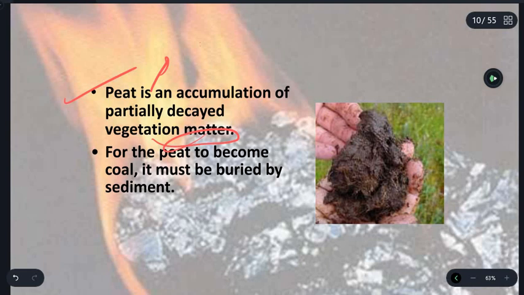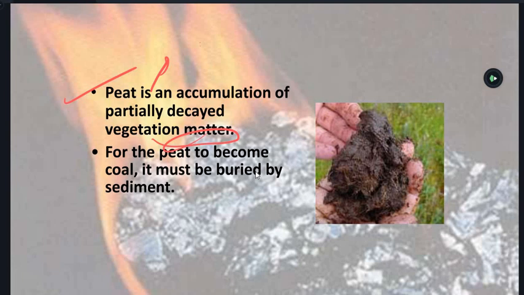So peat is accumulated partially decayed vegetation matter. If you look at the picture, it is completely made up of vegetation, मिट्टी की तरह, right? For the peat to become coal, it must be buried by sediment. It will be gradually buried, ठीक है, under the sediment, and the peat will gradually form the lignite.